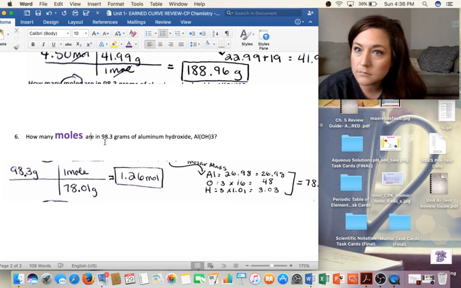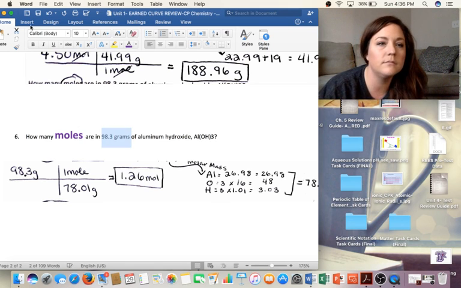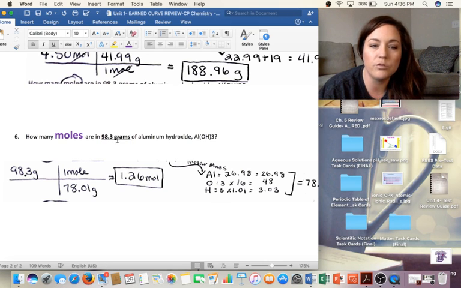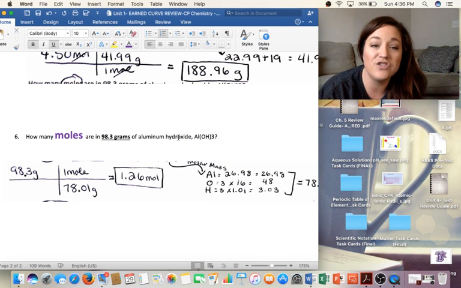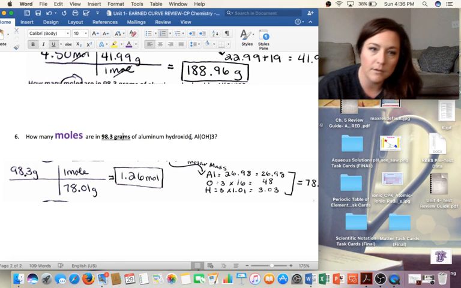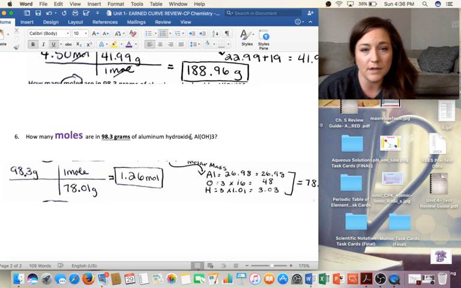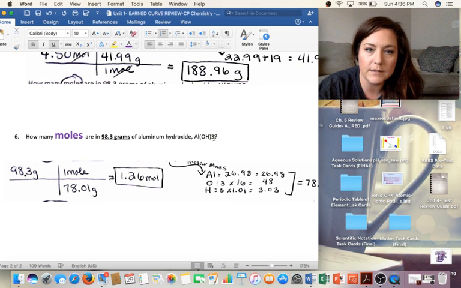I'm sorry, not our given, our desired. 98.3 grams is our given, and it happens to be grams of aluminum hydroxide. And they're really sweet enough to be able to tell us that aluminum hydroxide is Al(OH)3, and that's supposed to be a little 3. So let me go ahead and fix that real quick.